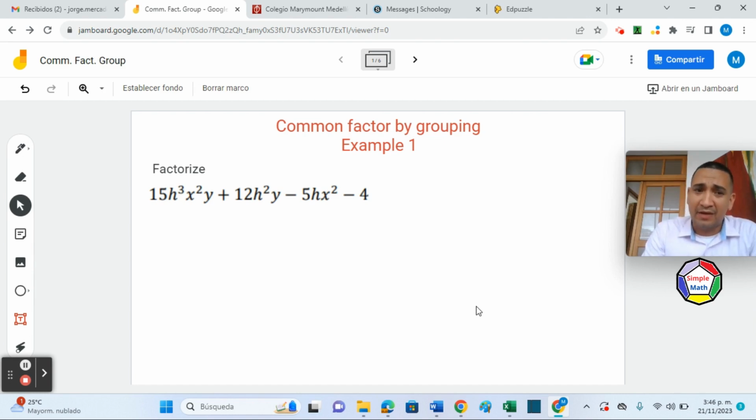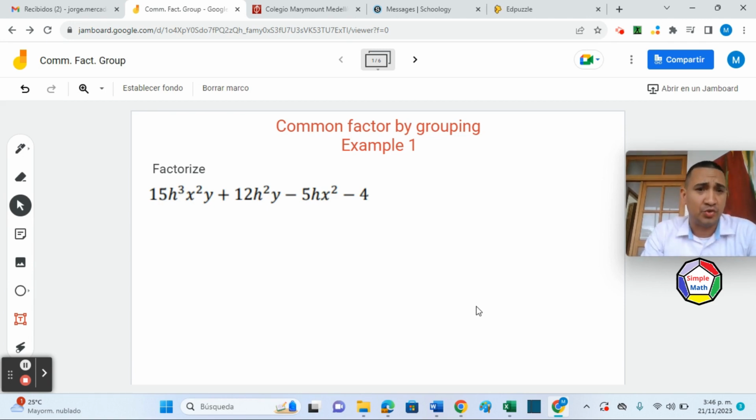Because in the first term, we have h, x, y. In the second one, we don't have x. And in the third one, we don't have y. And in the last one, we don't have any letters. So it's not possible to do common factor, normal common factor. So we need to start common factor by grouping, which consists in making groups.